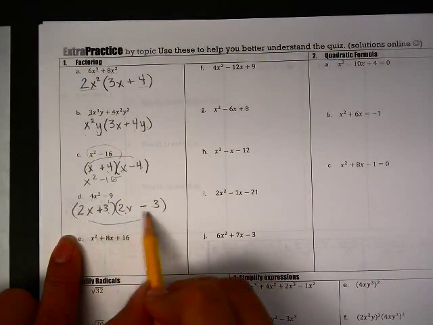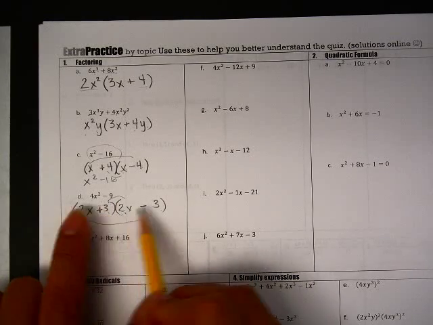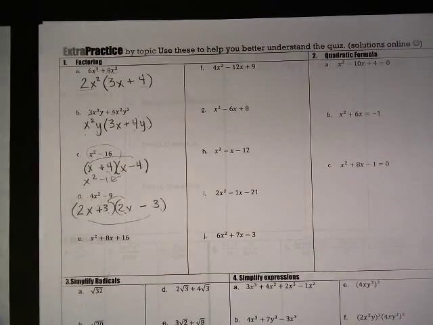And then let's just check to make sure. So I've multiplied these and these, but the innies and the outies are plus 6x minus 6x, which will disappear. So that would be the factor of that guy.